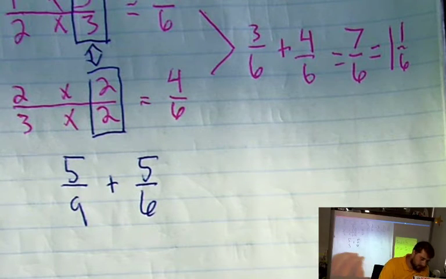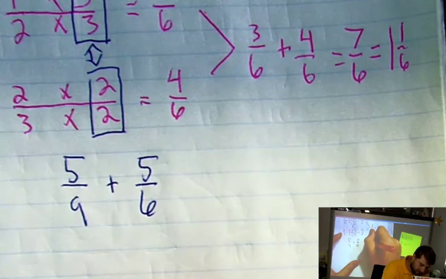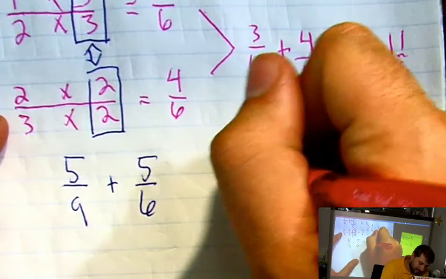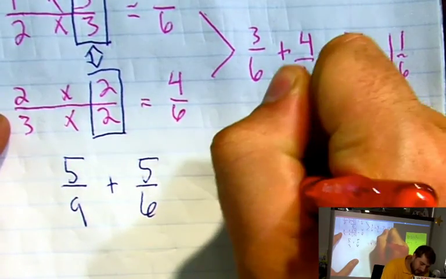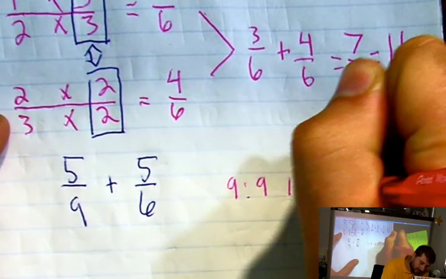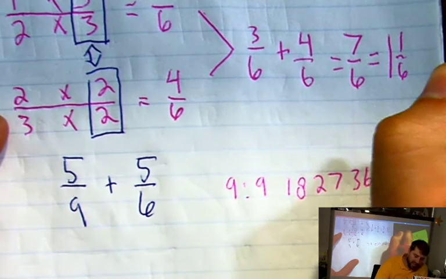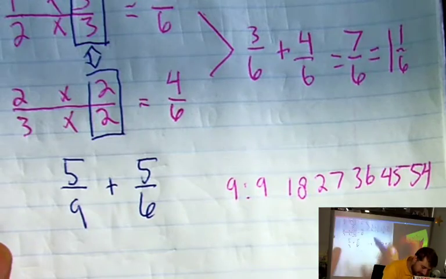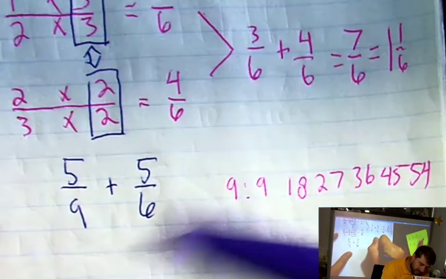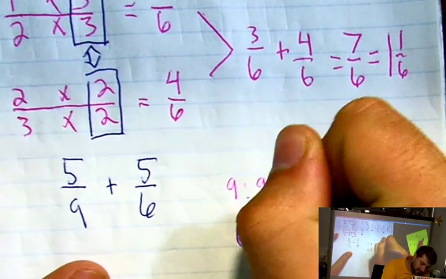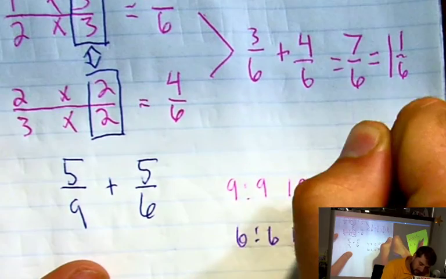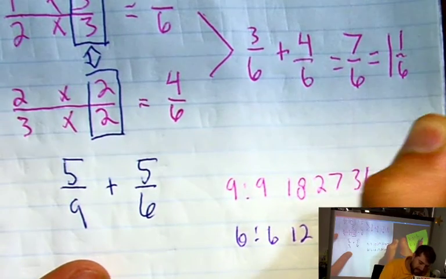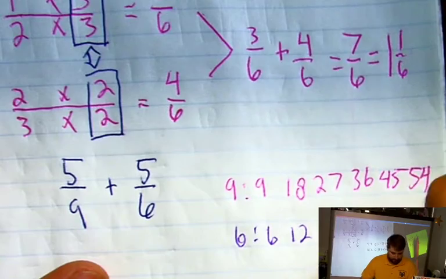I'm going to start with our multiples of 9. We have 9, 18, 27, 36, 45, 54. And then we are also going to do our multiples of 6: 6, 12, 18, 24, 30, 36, and that's all I have space for.